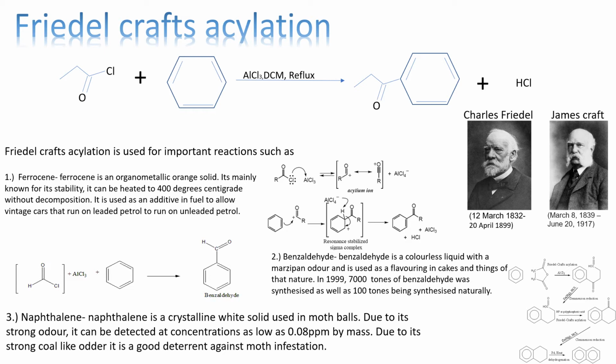The first thing I want to talk about is ferrocene. Ferrocene is an organometallic orange solid. It's mainly known for its stability. It can be heated to 400 degrees centigrade without decomposition. It's used as an additive in fuel to allow vintage cars that run on leaded petrol to run on unleaded petrol.